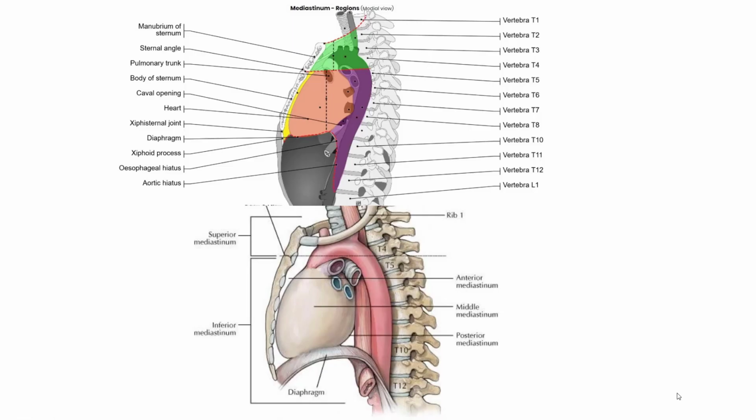Once again, we can talk about the protection of the mediastinum by the bony framework, the sternum in the front, and the spine along the posterior wall, the ribs, and this first rib is the superior border, and the diaphragm at the bottom is the inferior border of the mediastinum.